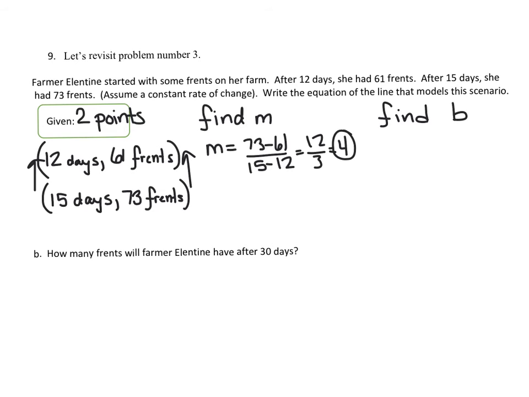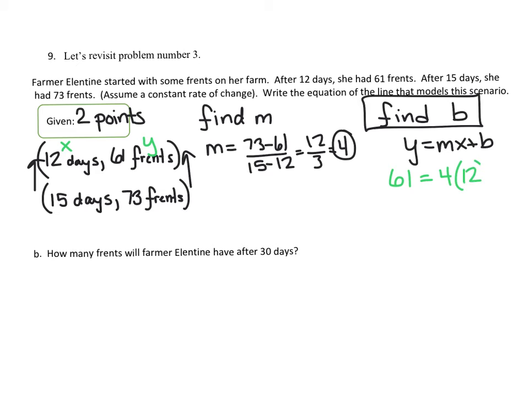So my slope is 4. And again, we did that in the previous lesson. So to find b, again, I write y equals mx plus b, and I'm going to substitute. I'm going to plug in one point for x and y, and it doesn't matter which one you use. So I'm going to choose the first point, just because my numbers are a little smaller. So I'm going to plug in 61 for y, equals 4 is my slope, my m value, and 12 for my x, and I don't know b, it's what I'm solving for, so I have plus b.